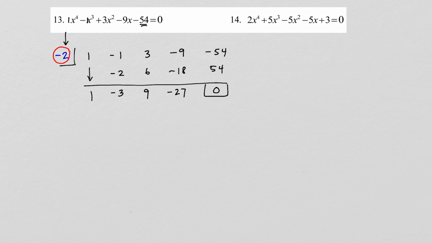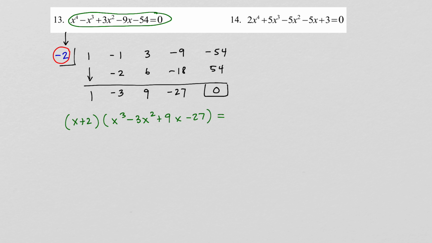So what you can do now is you can continue with synthetic division on this polynomial, but you can also keep in mind that what you've basically done when you found out that negative 2 works is you now know that this original polynomial factors into x plus 2 times x cubed minus 3x squared plus 9x minus 27. So again, I could use synthetic division to find the next 0 of this polynomial, or I can factor this polynomial, in this case, by grouping.